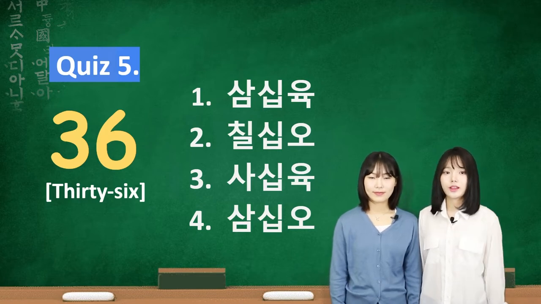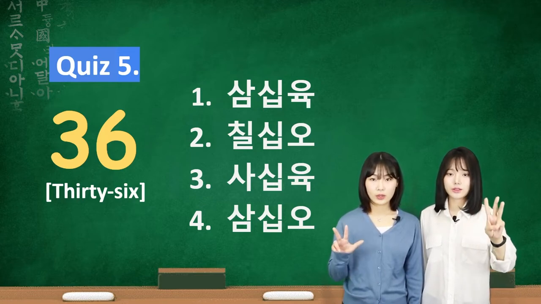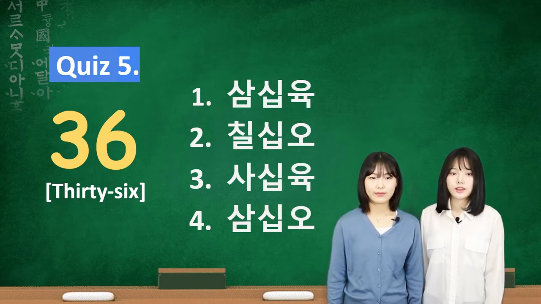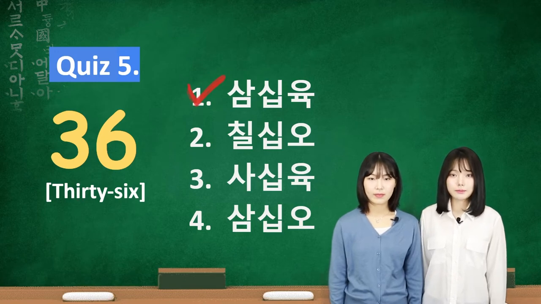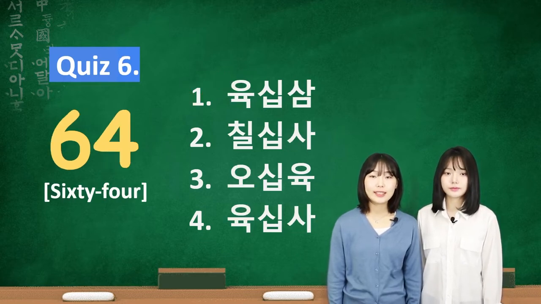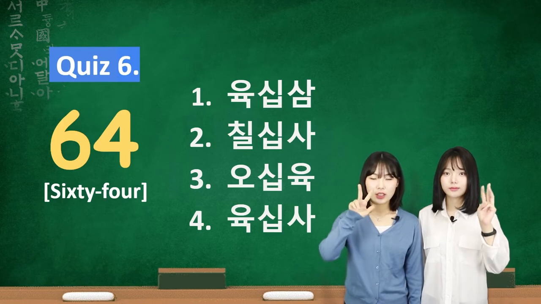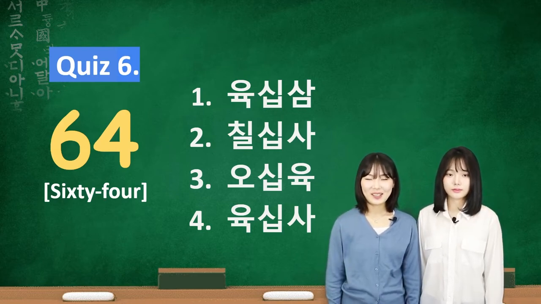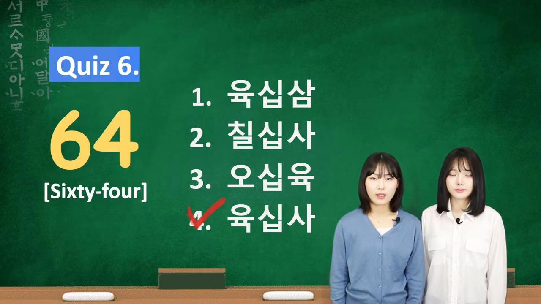Next. Question 5. Which of the following is correct? 5, 4, 3, 2, 1. Yes, the correct answer is number 1. 36. Good. Next. Question 6. Which of the following is correct? 5, 4, 3, 2, 1. Yes, the correct answer is number 4. 64.